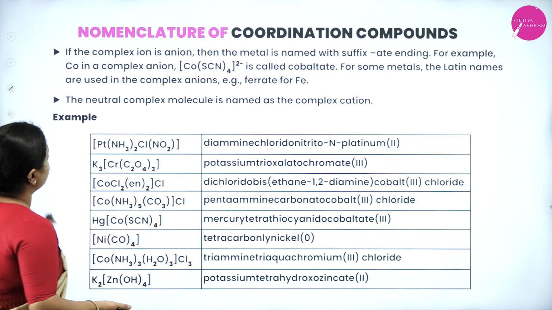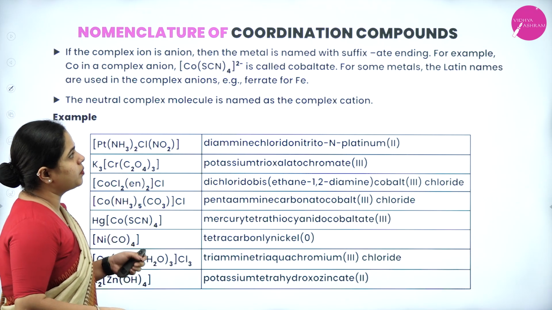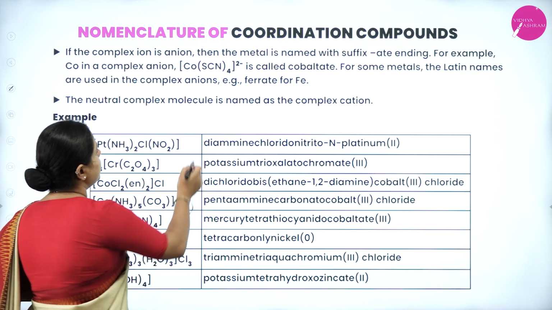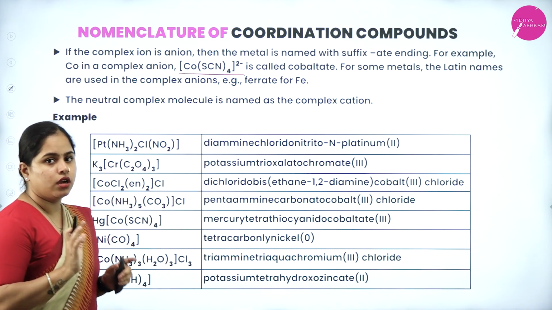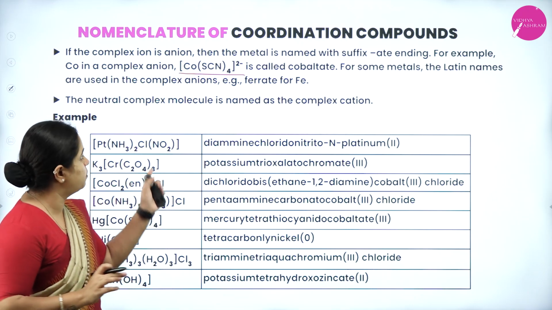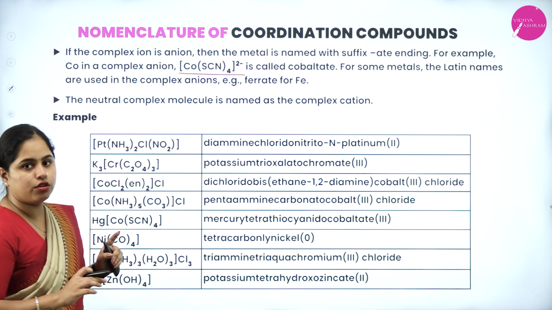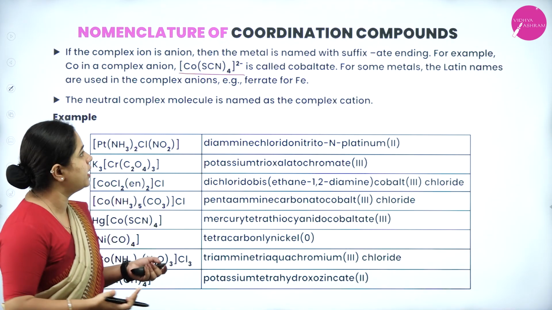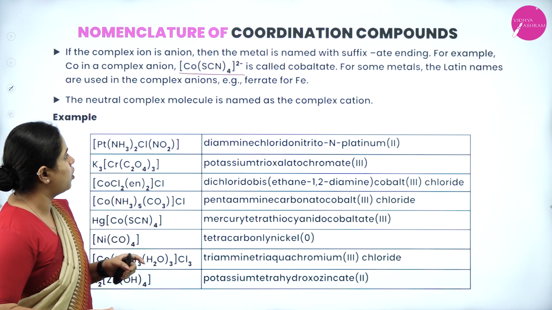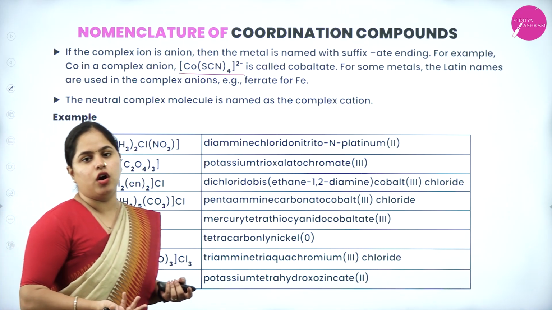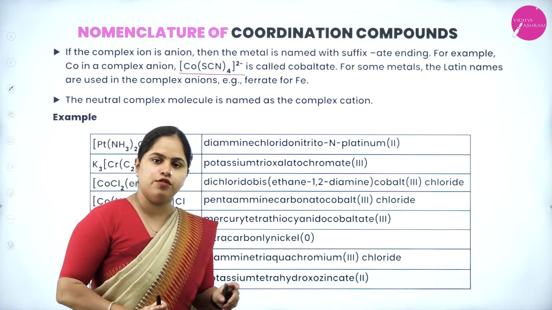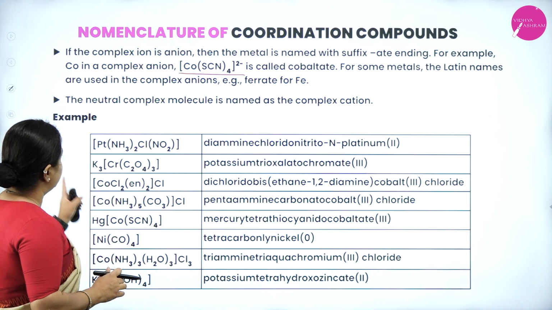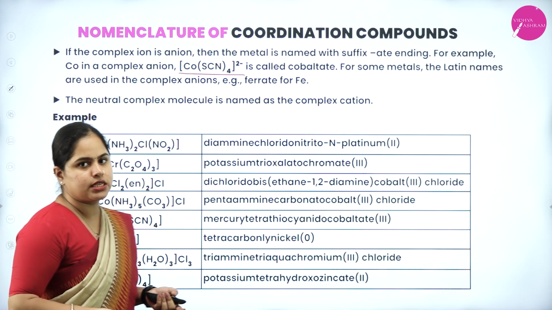Now moving on to the next one: if the complex ion is an anion, then the metal is named with the suffix -ate ending. For example, cobalt in a complex anion. As you can see now, the coordination sphere is negatively charged, -2. So in that case, instead of naming the metal as cobalt, we use cobaltate, right? For some metals, the Latin names are used in the complex. For example, for iron, if it is anionic, we name it as ferrate. So all this might be confusing now. Once we start naming the coordination compounds, it will be clear for you. The neutral complex molecule is named the same way as the complex cation.